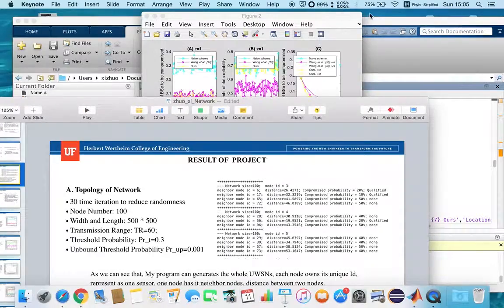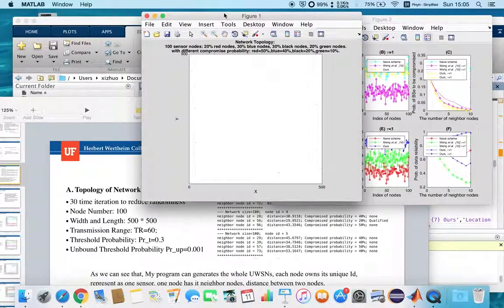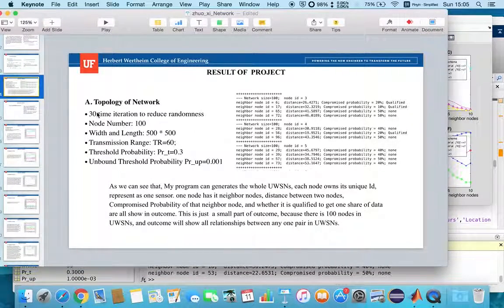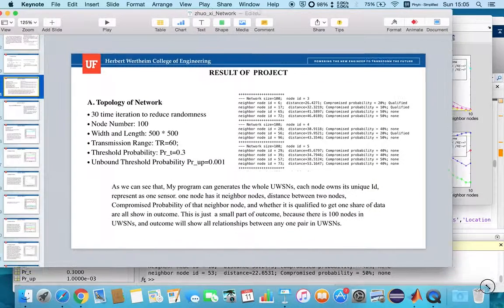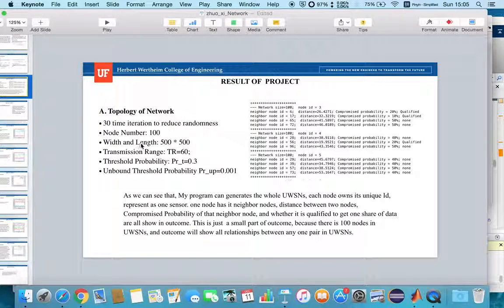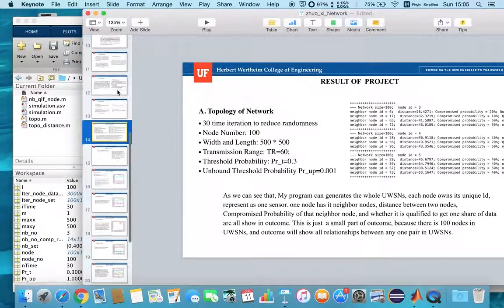So it can show the result, and let me show how it works. There are 30 iterations to reduce the randomness, and the node number is 100. The width and length of the network are 500 times 500, the transmission range RT is 16, the threshold probability is 0.3, and the upper bound threshold probability is 0.001.